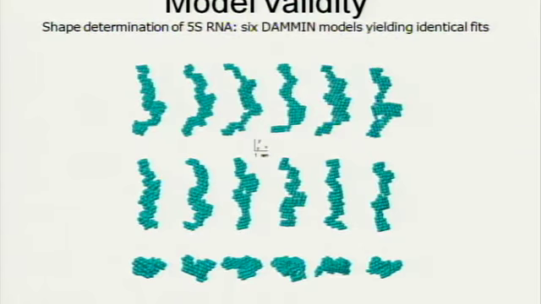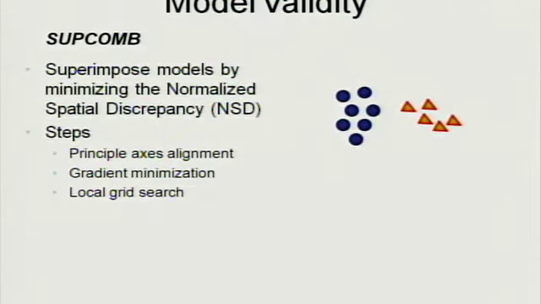So this is a more real-life example. This is an attempt of reconstructing an RNA using the program Damin. And here we have 6 models that all look quite different. However, they all produce an identical scattering pattern. So the way of dealing with this problem is to repeat the modeling many times. If we repeat the modeling many times, we can superimpose all the models to see how different they are.